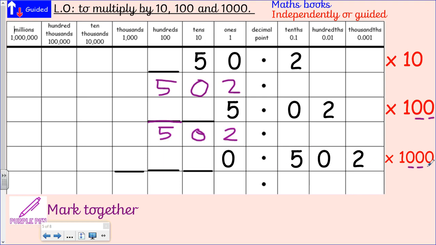0.502 then times by 1,000. So we've got the 0 here because it's holding the place value. I am going to take it along, but when we read out the number, we don't need to worry about reading that 0 because there's nothing this side of it. So the 5 moves over next to it, and the 0, and then the 2. And you might notice a little sneaky something that I've done here. We've ended up with 502, 502, and 502. It's the little things that entertain me, people. So again, we don't actually need to read this out. It's 502, not 0, 502.